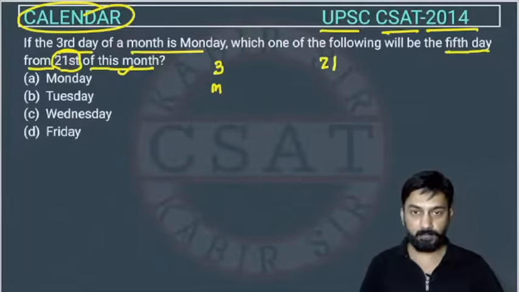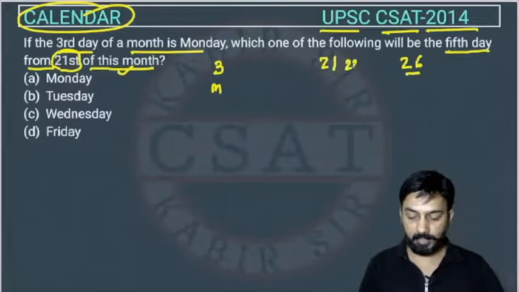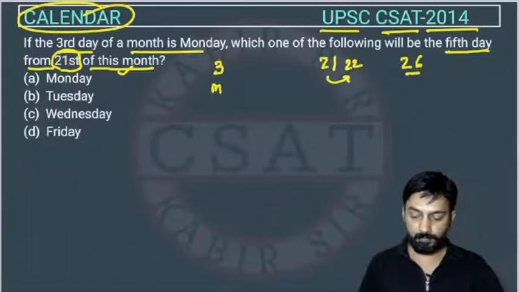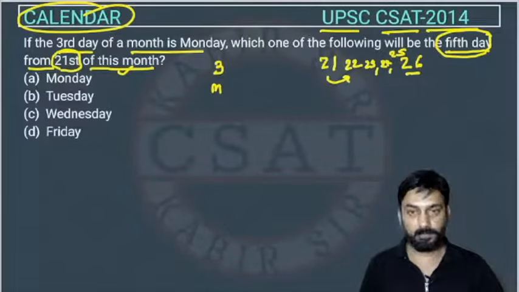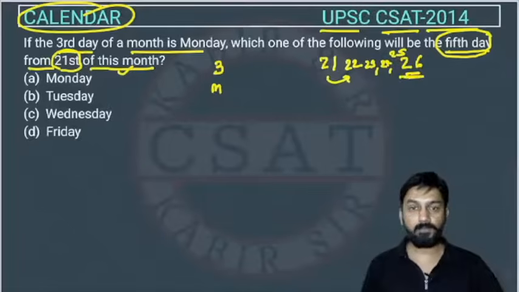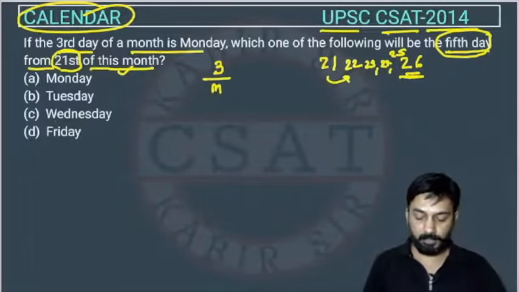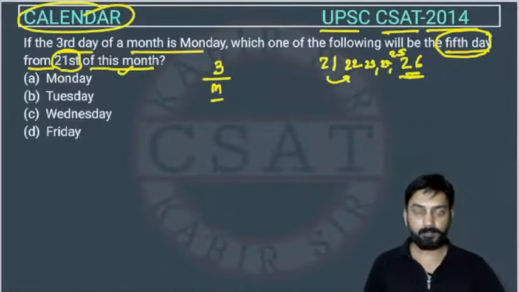So this will be 21 plus 5. So this will be 26. Right, so 26 will be the fifth day, because the 22nd will be the first next day. But the question is asking the fifth day, right? 23, 24, 25 and 26. So this is first, second, third, fourth, fifth. So this day we have to find. So if you know, this is a very easy question.